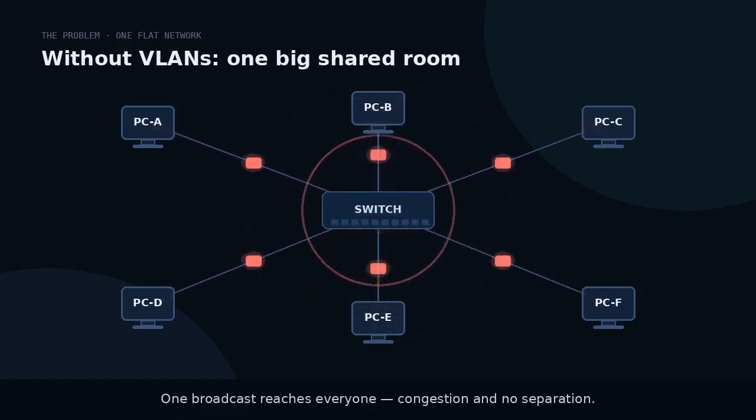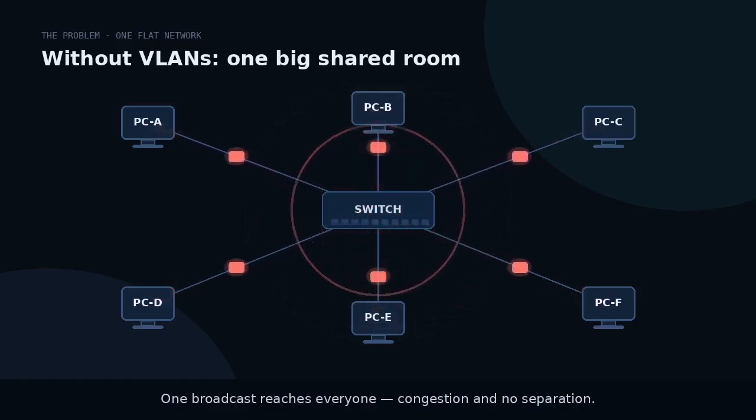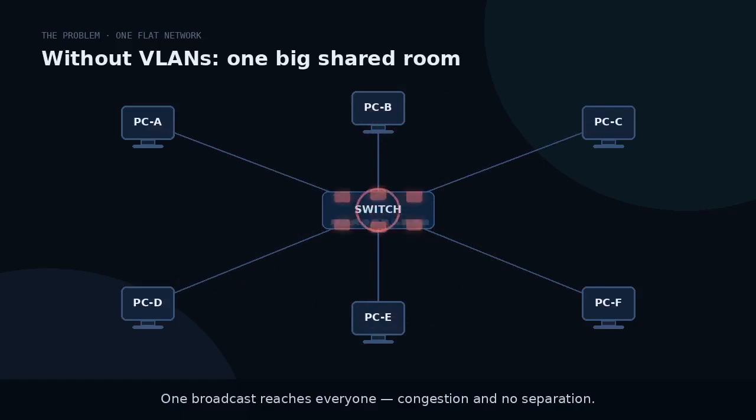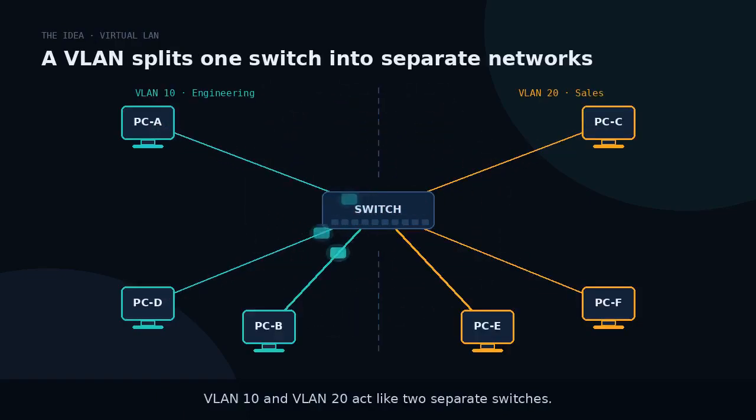Second, security. There is no separation, so the finance computer and the guest laptop sit on the exact same network. We need a way to divide this one switch into separate networks, without buying more hardware. That is exactly what a VLAN does.